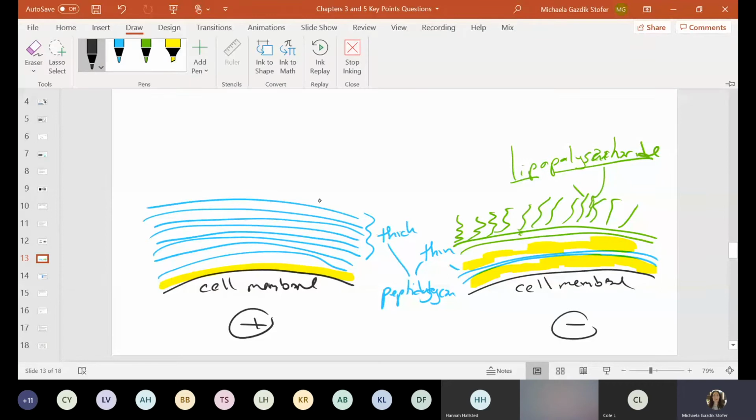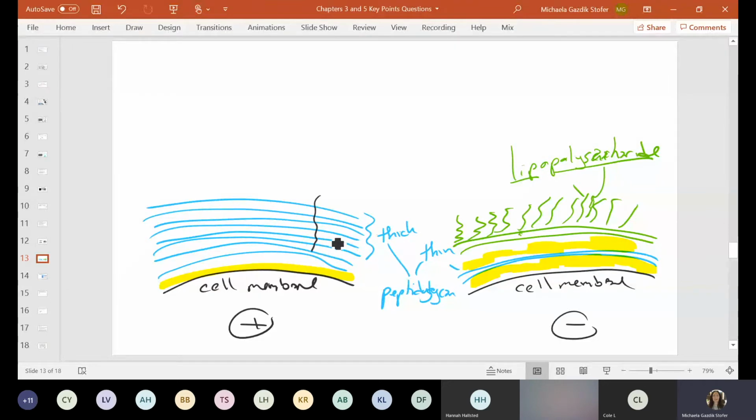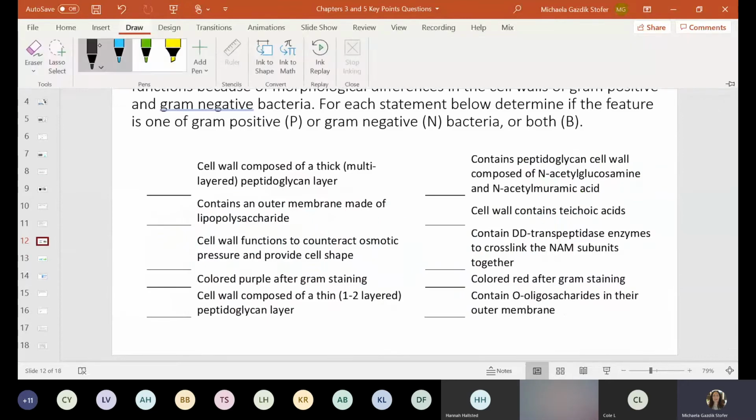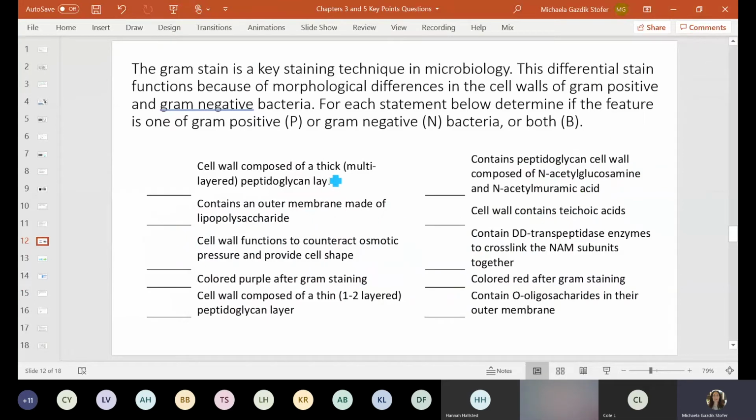The only other structure that we mentioned in the videos is teichoic acid, which can either be wall teichoic acid that's only in the peptidoglycan, or lipoteichoic acid. So those are the basics of your cell membrane and your cell walls as you're looking at them. And so when we come up here and we look at the different components, we should be able to go through these pretty easily now.